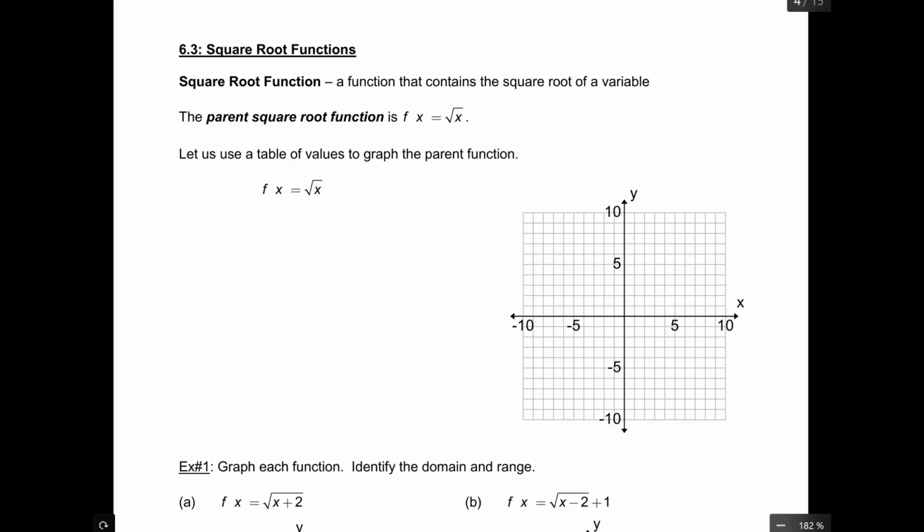Welcome to the screencast for 6.3 square root functions. So a square root function contains the square root of a variable. So what it looks like is square root x.